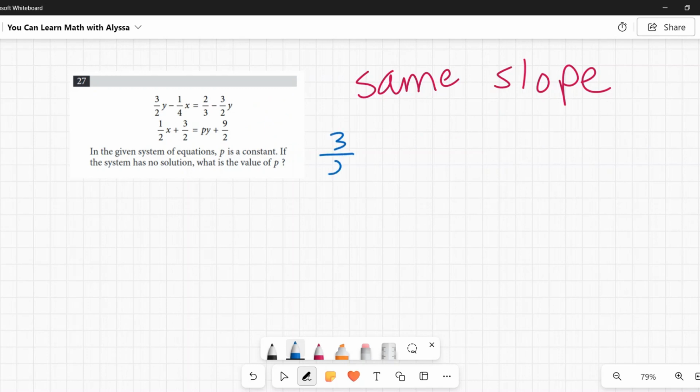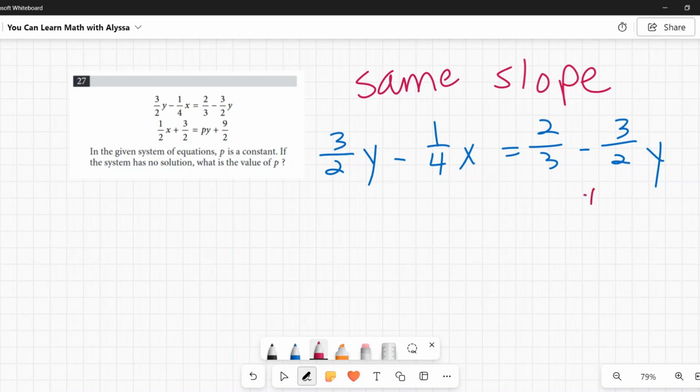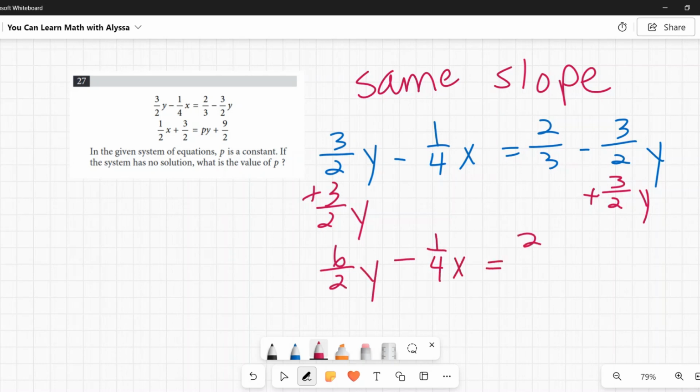So our first one, 3/2 y minus 1/4 x equals 2/3 minus 3/2 y. Okay, I want the y all by itself. So first I'm going to move this one over by adding 3/2 y to both sides. So on the left, I have 3/2 plus 3/2, or 6/2 y, minus 1/4 x equals 2/3. Those canceled out. All right, so 6/2 y, 6 divided by 2 is 3. So I'm going to replace that. It's 3. All right, 3y minus 1/4 x equals 2/3.